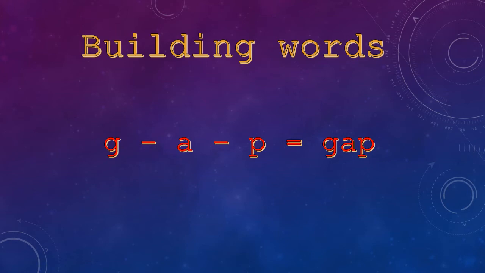Girls and boys, we are also going to do three letter words. We are going to build the three letter words. We are going to start with the sound G. G, a, p, gap. G, a, p, gap. Say it after me.